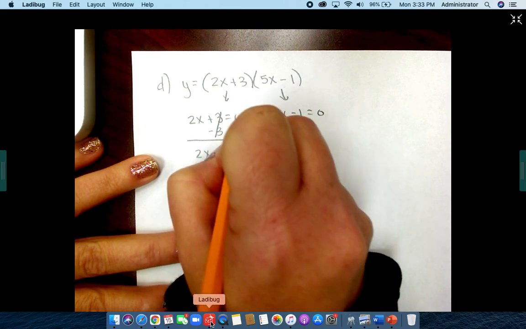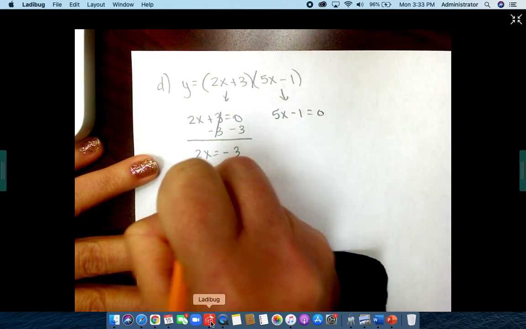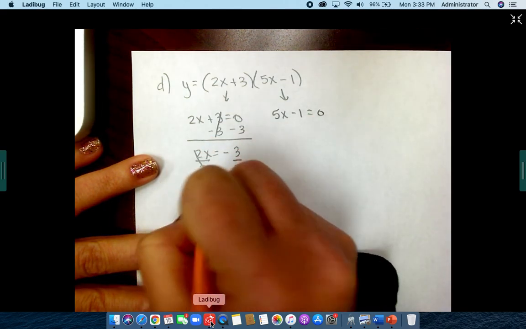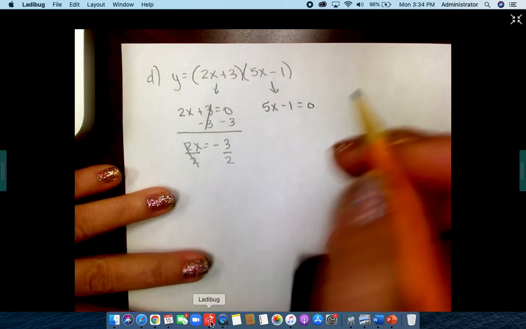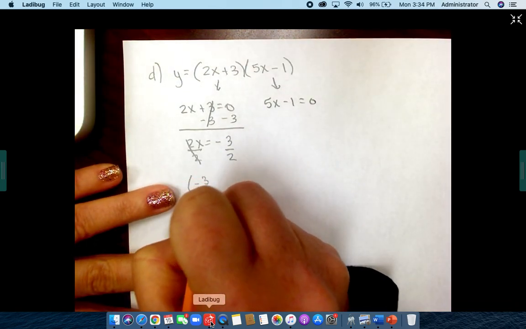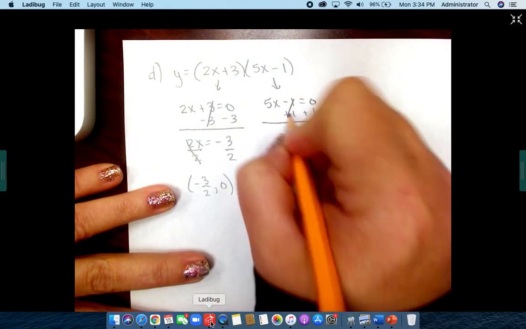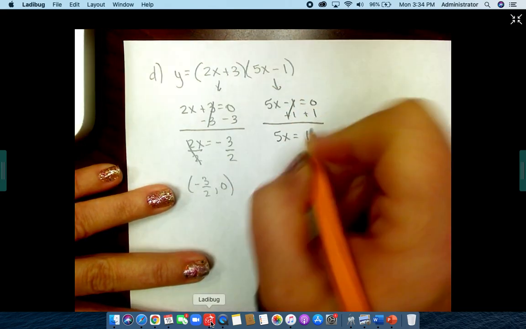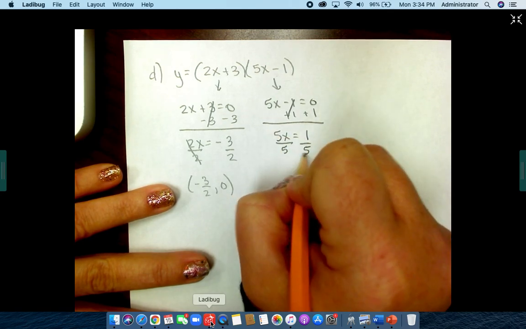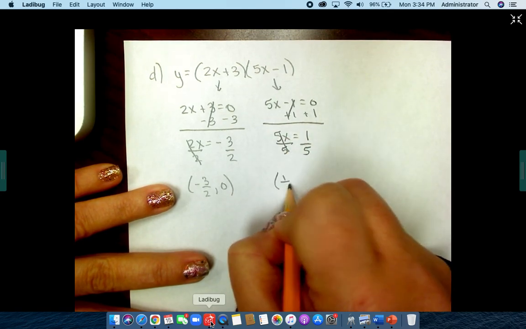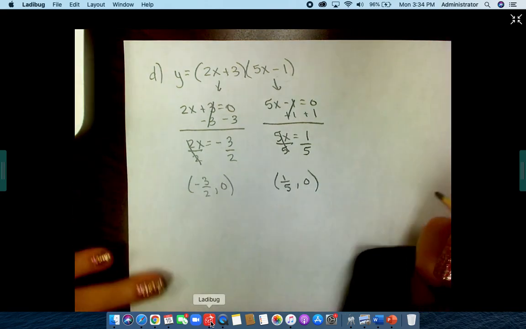So what's 0 minus 3? -3. That would be -3/2. Therefore, -3/2, 0. If I add 1 to both sides and then divide by 5, I get 1/5, so I have the ordered pair 1/5, 0.